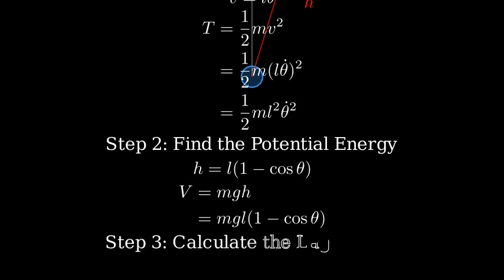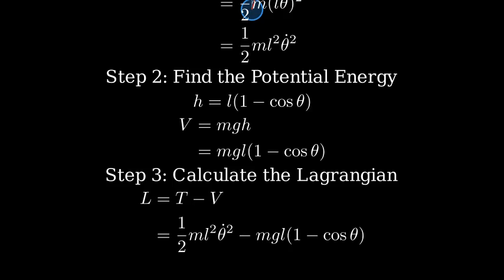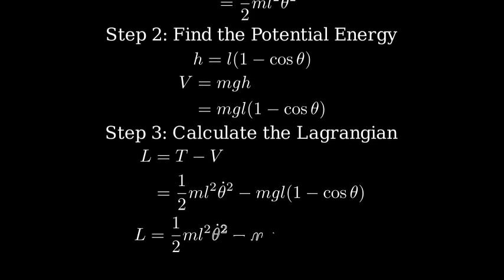Step 3. Now, we can calculate the Lagrangian, which is T minus V. L equals 1/2 mL squared theta dot squared minus mgL times (1 minus cosine theta). This simplifies to 1/2 mL squared theta dot squared minus mgL plus mgL cosine theta.